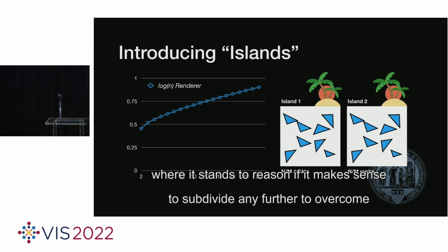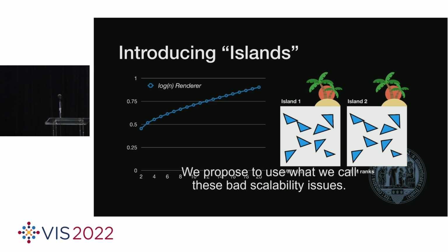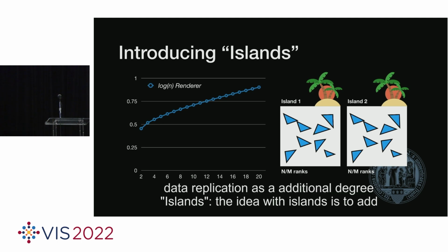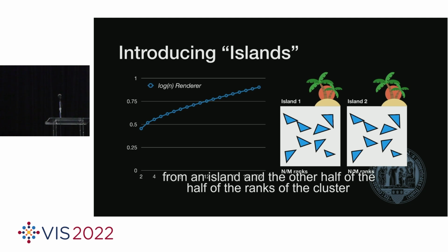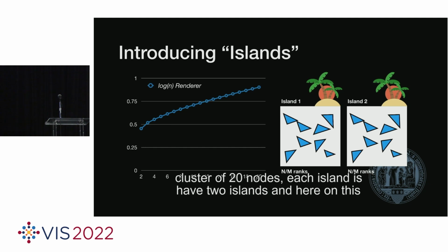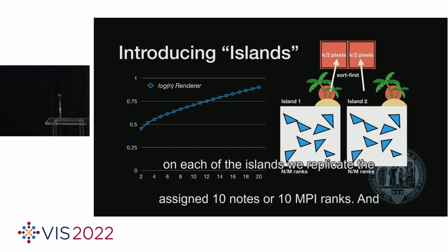To overcome these bad scalability issues, we propose to use what we call islands. The idea with islands is to add data replication as an additional degree of freedom. Suppose the cluster is comprised of 20 nodes, and half of the ranks of the cluster form an island, and the other half form another island. We have two islands, and on this cluster of 20 nodes, each island is assigned 10 nodes or 10 MPI ranks. On each of the islands, we replicate the whole data set.